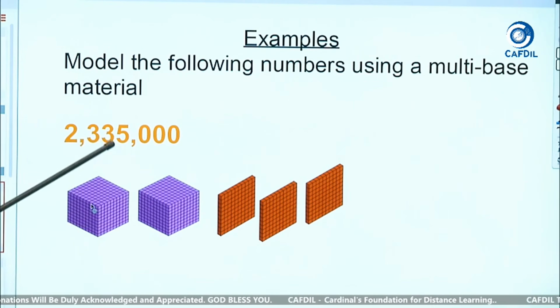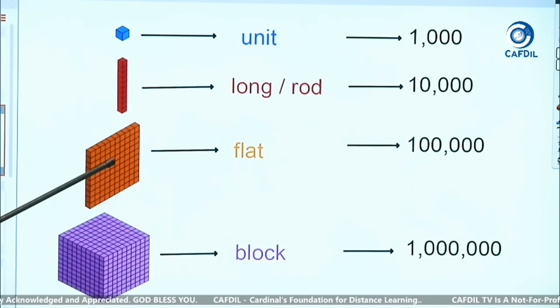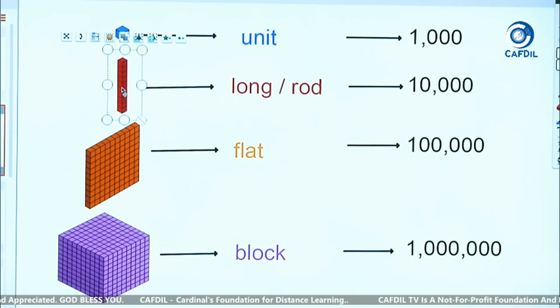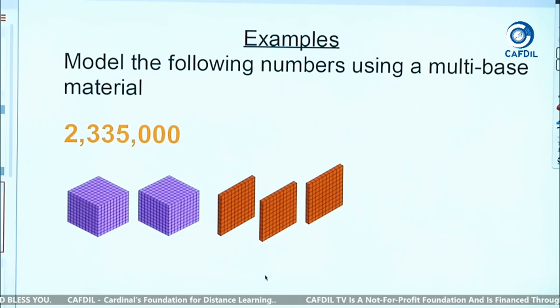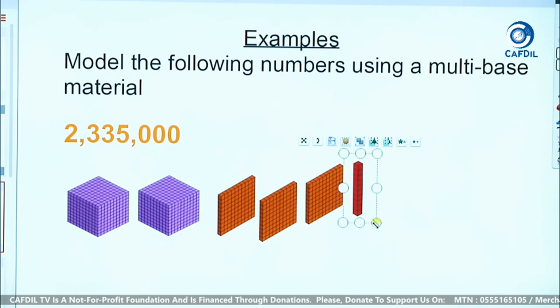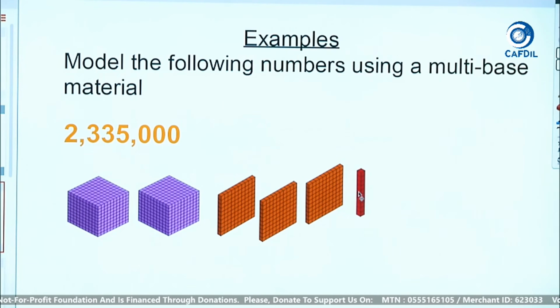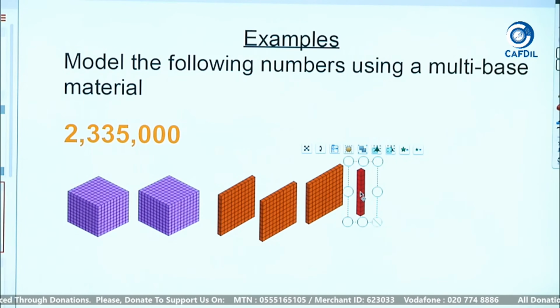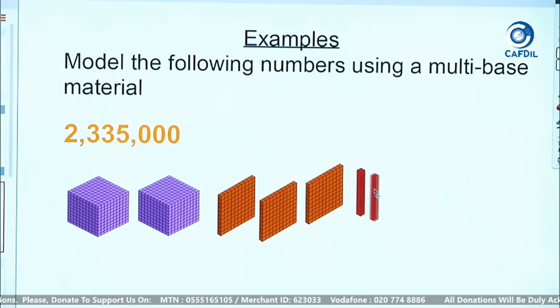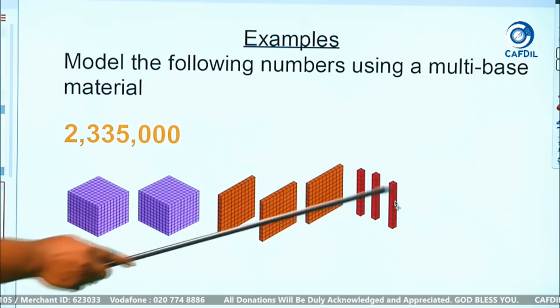The next will be our rod or the long. If 1 is 10,000, if we need 30,000, how many of the longs are we going to use? Yes, I hope you've written 3. That's correct. We will need 3 of the longs or the rod. And that's it. We have our 3 long as well.